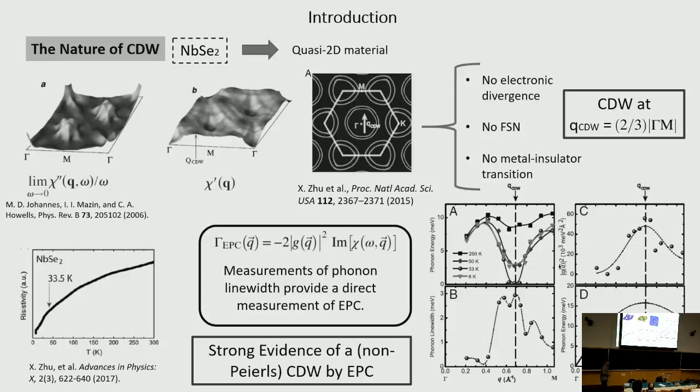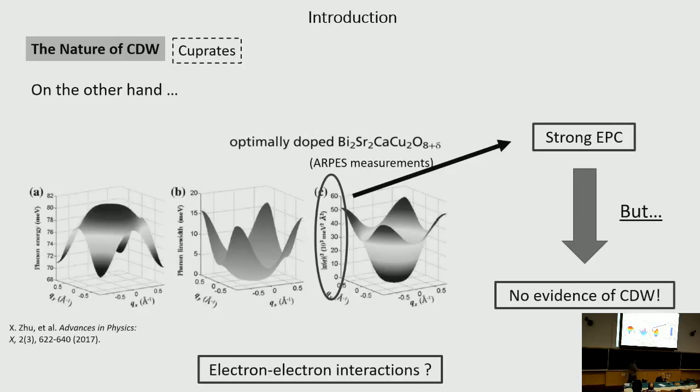But again, nature is not what we want. If you repeat the same measurements for, for instance, cuprates, you have a very large electron-phonon coupling, but even so you don't have a charge density wave.